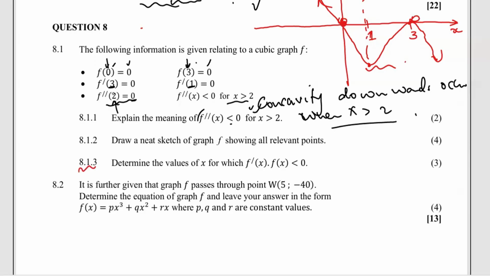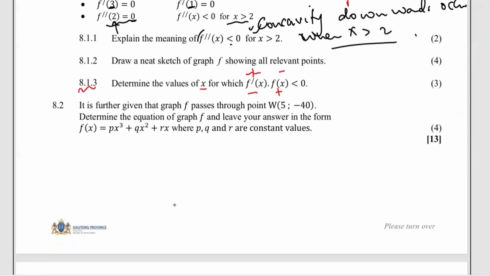And then 8.1.3, determine the values of x for which f prime of x times f of x is less than 0. So this is the gradient and the graph itself. So there are two conditions. Either this is positive and negative, or it's negative and positive. So let's answer this question and see.